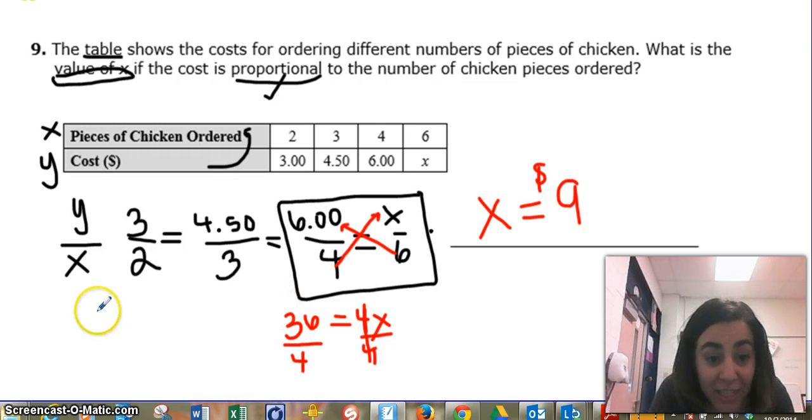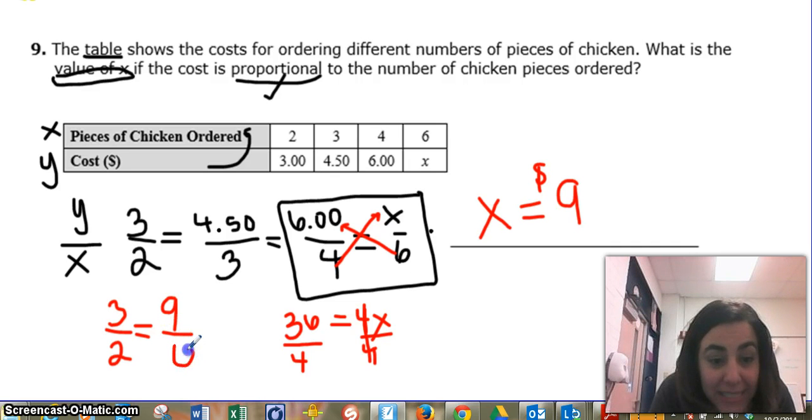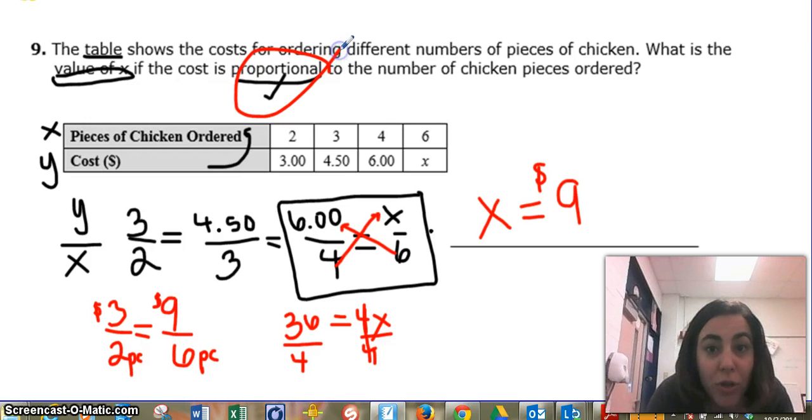What I can do is check this. I'm going to take 3 over 2, and I'm going to set it equal to, since it's proportional, my $9 for 6 pieces. Okay, so let me add some labels in here so it's clear. $3, $9. Okay, 6, I'm going to call it a PC for pieces of chicken, and a PC here for pieces of chicken. And I know by definition to be proportional, your cross products have to be equivalent.